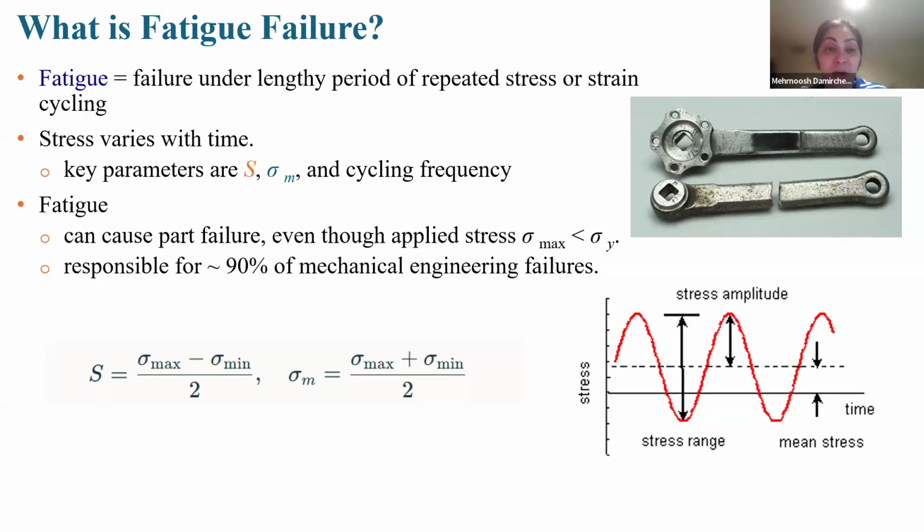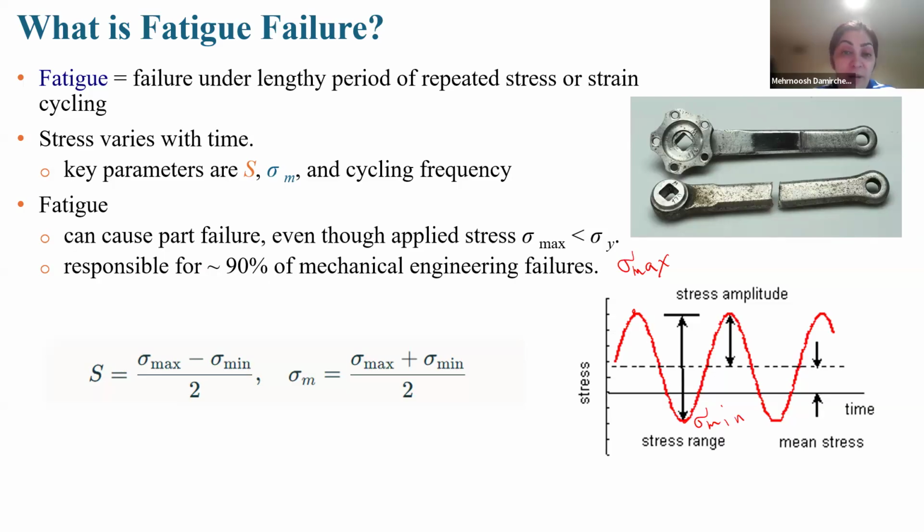Okay, what is fatigue failure? Fatigue means failure under a lengthy period of repeated stress or strain cycles. And you see in this image the meaning of repeated. That means stress is not constant. It reaches from this amount to the maximum here, so it is sigma max, and it is sigma mean, and you see that it is completely periodic. So fatigue means failure under repeated stress or strain cycling over time.